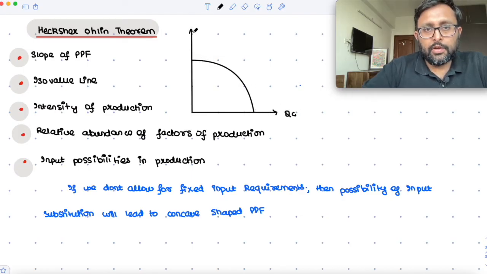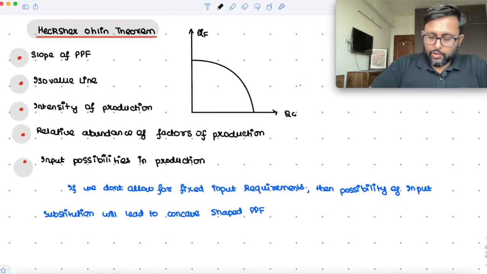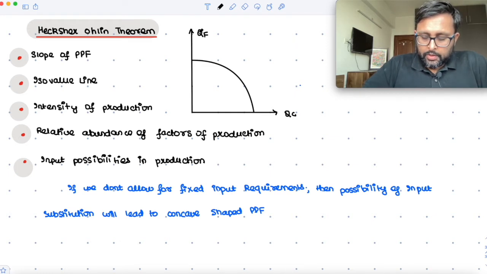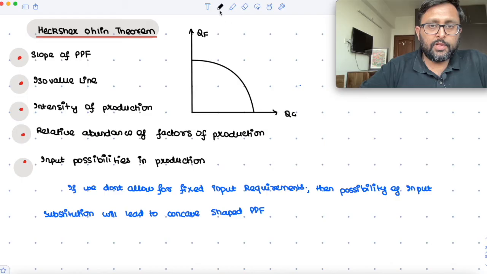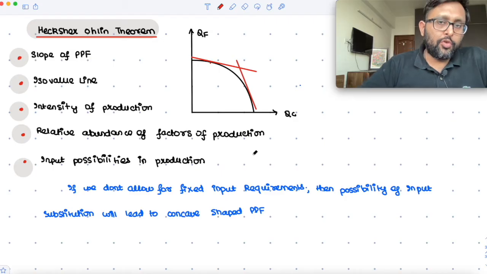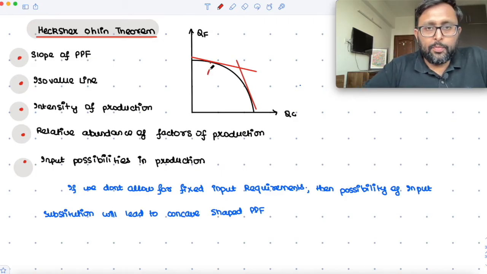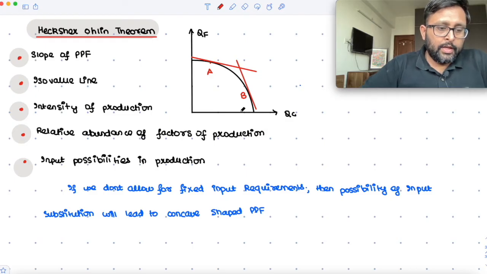This is QC out here. This is QF out here, right? So the opportunity cost of cloth is increasing as you're producing more cloth and less food. The slope of the PPF at this point is like this, and at this point it is like this. So at this point the slope of the PPF is lower, and at this point the slope is higher. The slope of the PPF is telling you the opportunity cost of cloth in terms of food. So as you move from point A to point B, the opportunity cost of cloth is rising because you're producing more cloth and less food, right?